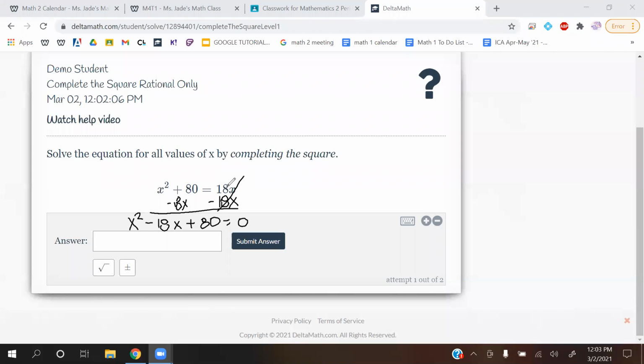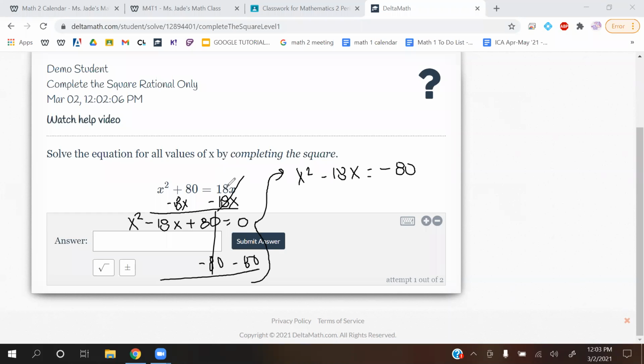So now that I have positive x squared minus 18x plus 80 equals 0, let's move the 80 over by subtracting 80. I'll just write it over here, minus 80 minus 80. So that answer will be over here. These will cancel out. X squared minus 18x equals negative 80.